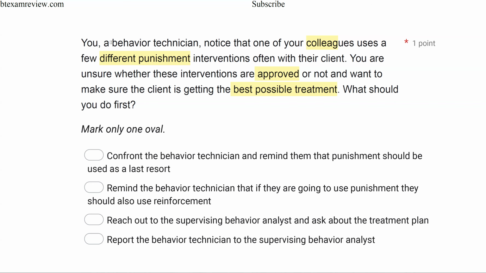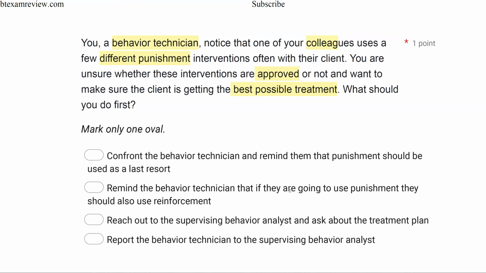But all we know here is you're just a normal behavior technician, meaning it's not your role to go around and correct other technicians without more information. B, remind the behavior technician that if they're going to use punishment, they should also use reinforcement. Again, we only have limited information here. You can't go up and correct their treatment without knowing more.